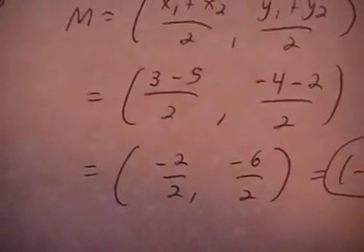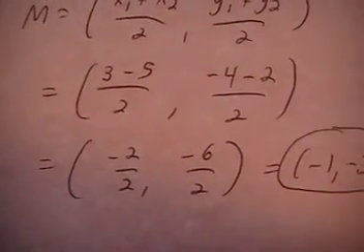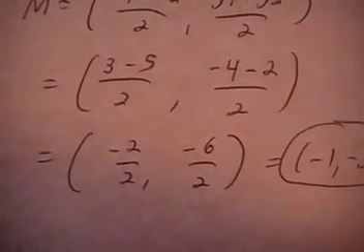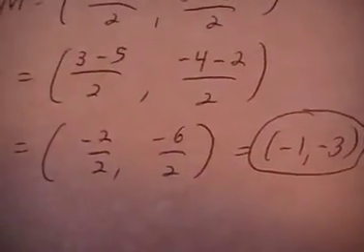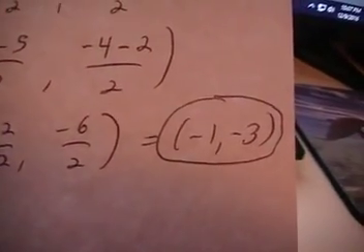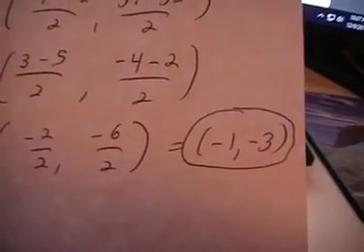If they're evens, you should divide them. Negative 2 divided by 2 actually equals negative 1. Negative 6 divided by 2 actually equals negative 3. So if they're even numerators, divide them by 2. If they're odd, you just leave them as fractions.